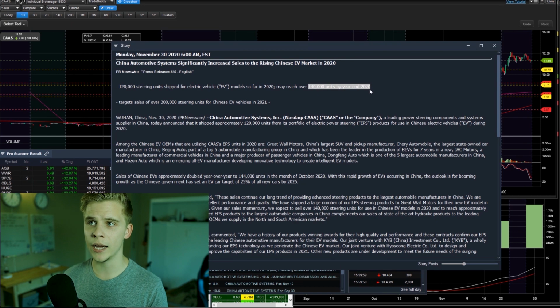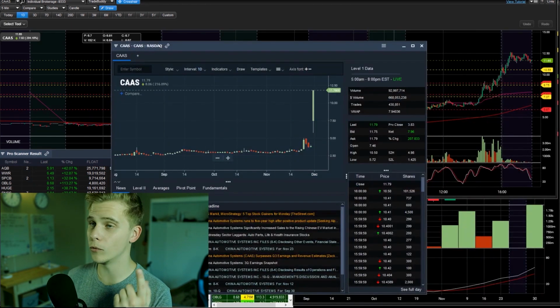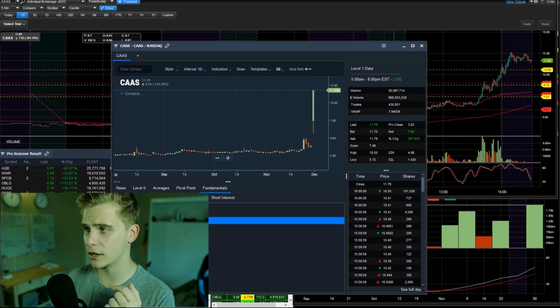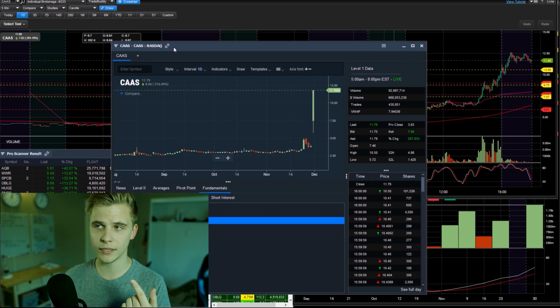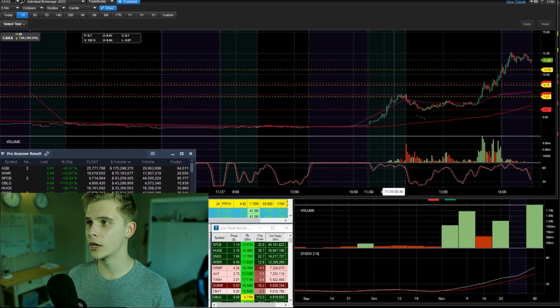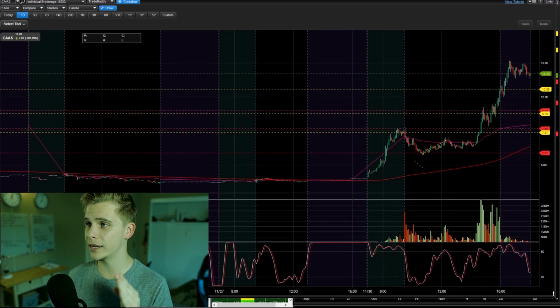And CAAS is now in that same sector. So first green day with news. It's a decently low float, about 11 million shares. So now my next step is to look at the daily chart to see if I can buy any dips. So we're going to look at this like we looked at it in pre-market.